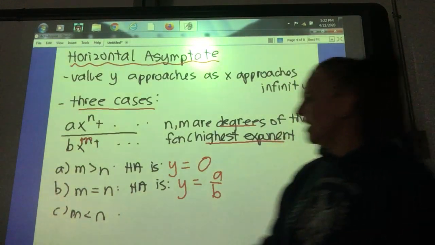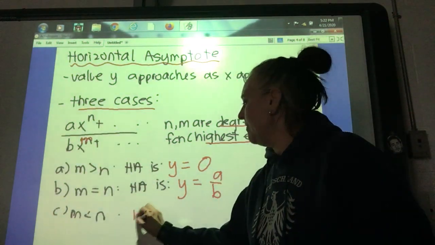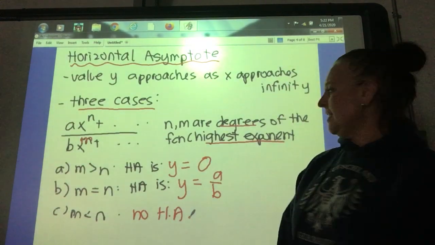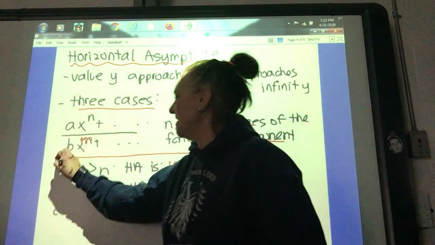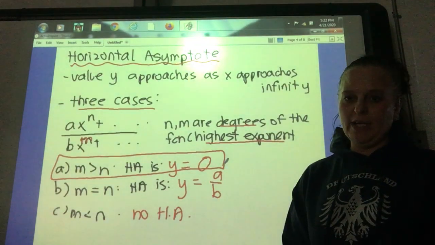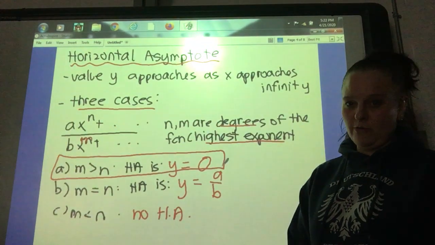And the last case, what if your denominator is a lower degree than the top? Then there's no horizontal asymptote. Now, the good part is in grade 11, every single case is this one. Because we're just doing reciprocal functions, we're always going to have case 1. So for our examples this year, y equals 0 is always our horizontal asymptote.